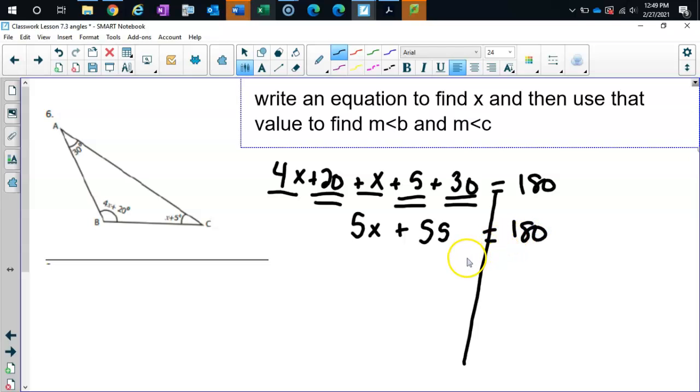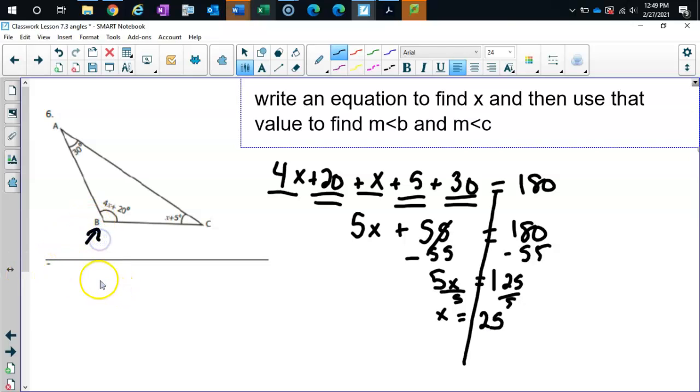Now we're at a 2-step equation. Let's subtract 55 from both sides, and we get 5x equals 125. Divide both sides by 5. Forgot to show that. And you get x is 25. Now that you know that x is 25, I want you to find the measure of angle B. Go.